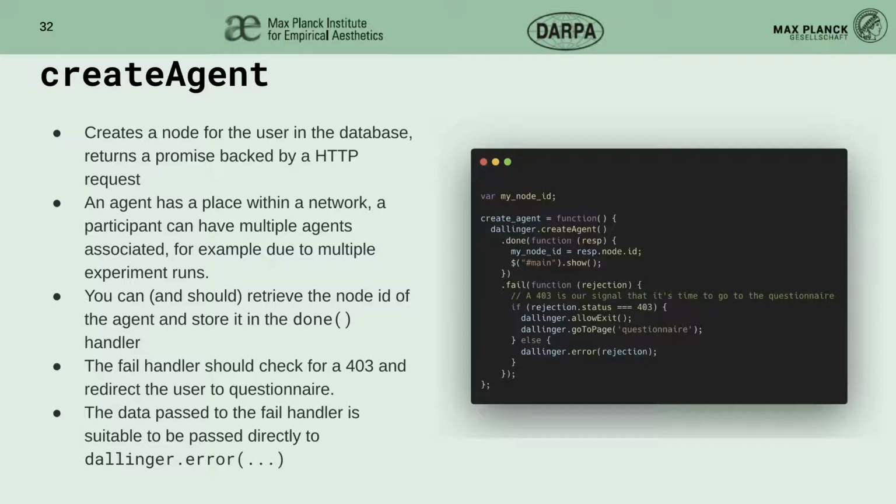And then after that, you have a fail, which checks, did this fail because it was a 403? And a 403 is the code that the Dallinger backend uses to say, we've got no more work for this user, we want them to finish the experiment. So if it is, it says allow exit and go to the questionnaire. If it's not, then it's an error, so it calls the Dallinger error handling and says, okay, something went wrong, who knows what, but it's better to show them an error and give them a way out of the hit that still gets them paid.